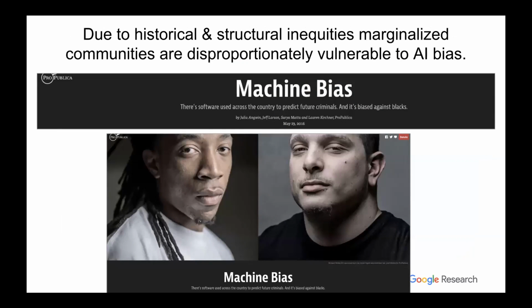Now, it turns out that due to historical and structural inequities that exist in society, marginalized communities are disproportionately vulnerable to AI bias. So the first major article that came out in the world that was really addressing the issue of machine learning bias came out in 2016, and it was about a risk assessment algorithm to predict whether someone who has offended before or been convicted of a crime would reoffend. And it turned out that this algorithm was racially biased against African Americans.